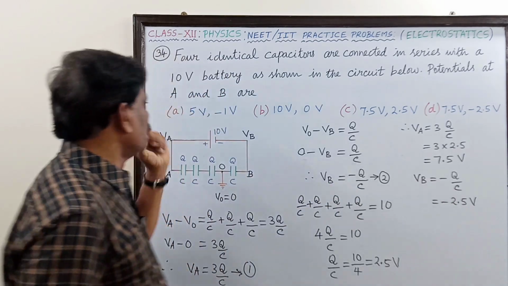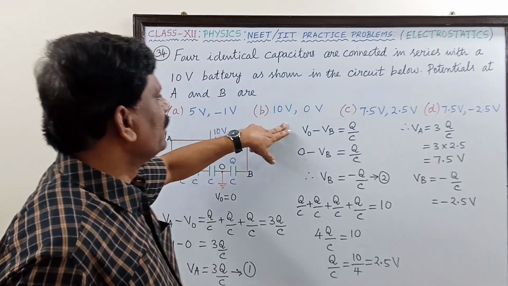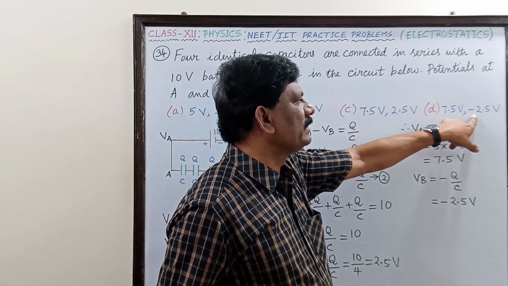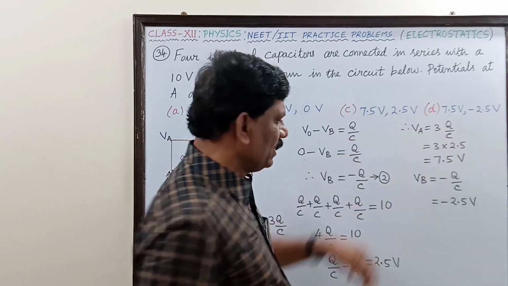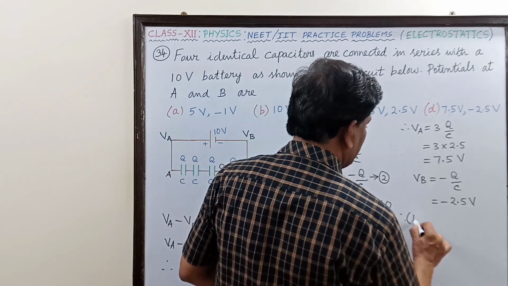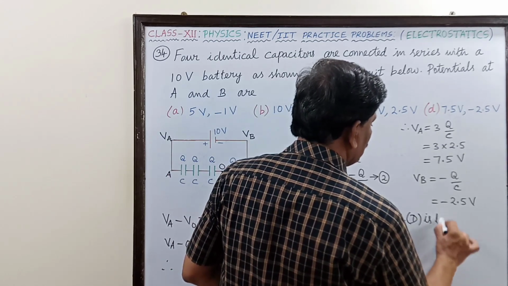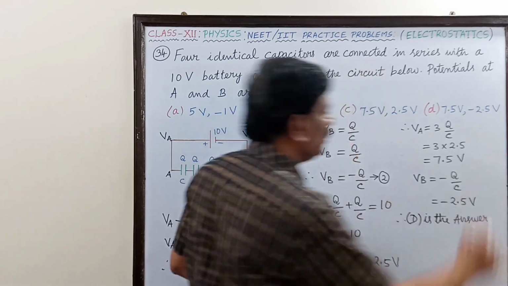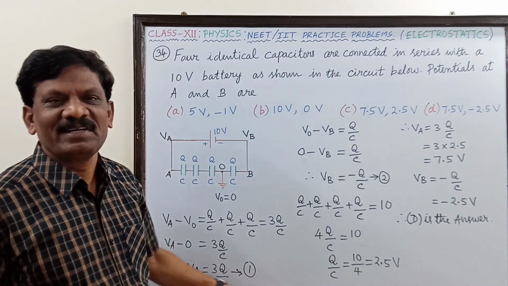Okay. So which is the right option? Let us see now. So option D is 7.5 volt and minus 2.5 volt. So option D is the correct answer. Okay, I hope you must have understood well. Fine.